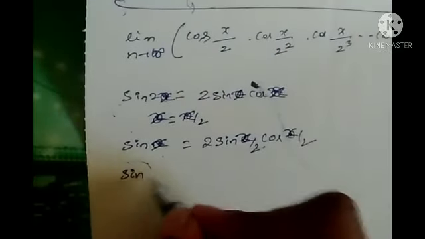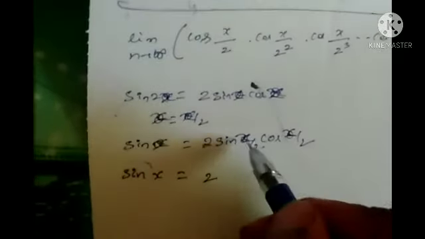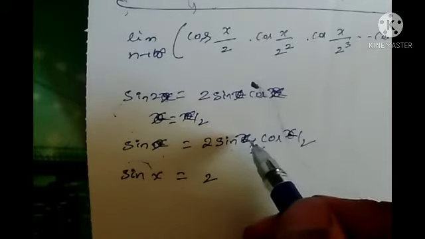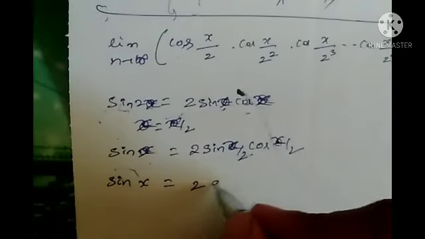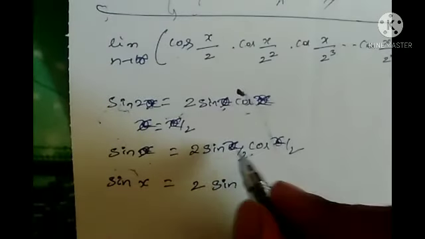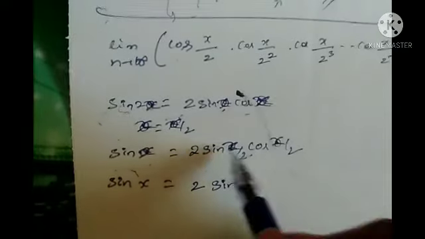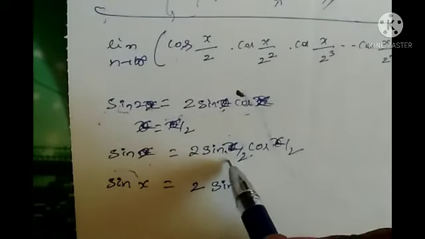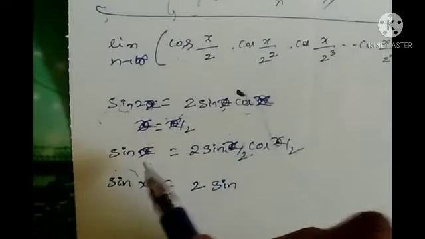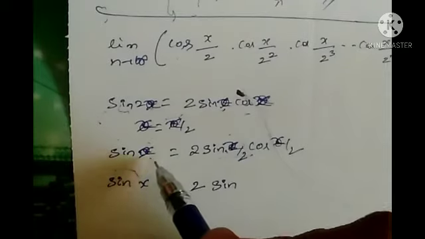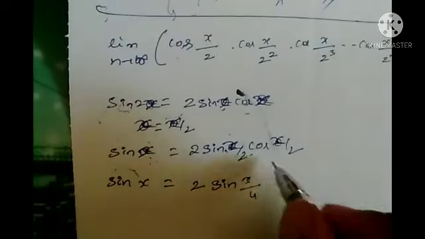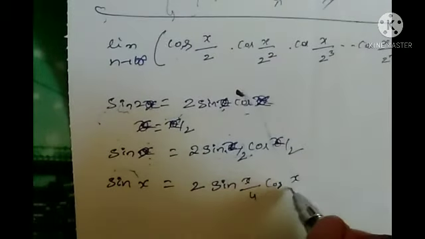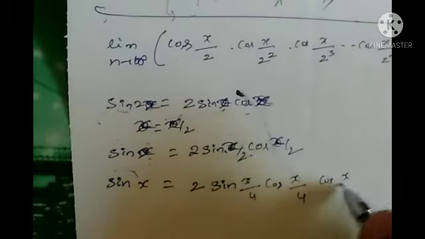That means sin x is equal to 2, and in place of sin x by 2 we replace using the same formula again. What do we get? 2 is common. We get sin, in place of x we take x by 2 again. What we get is sin x by 4 and cos x by 4, and here cos x by 2 is there.